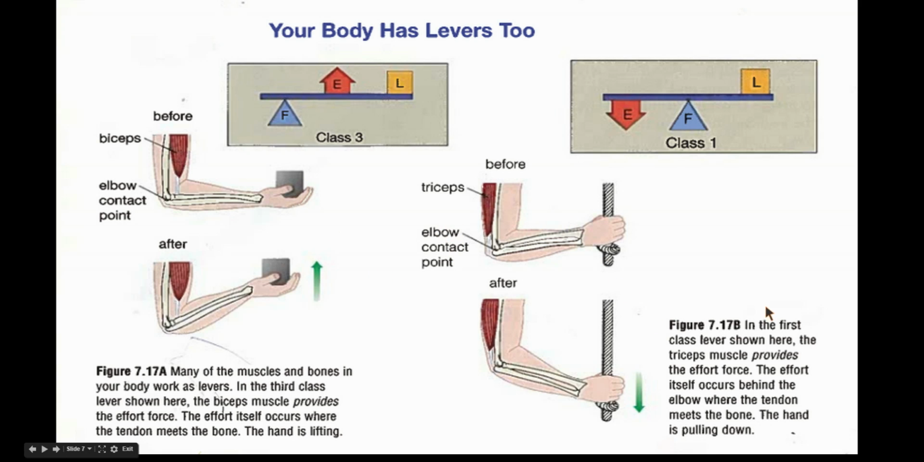If we look at this over here, figure 7.17b, in the first class lever shown here, the tricep muscle provides the effort force. That's the tricep muscle in the back of your upper arm. The effort itself occurs behind the elbow, where the elbow and the tendon meet, and the hand is pulling down. So there's the load, the fulcrum, and the effort of the muscle.